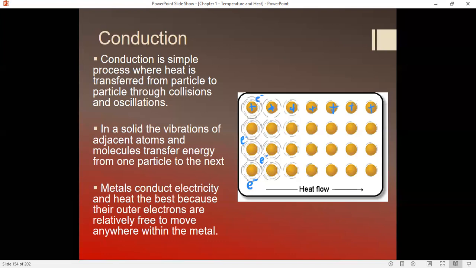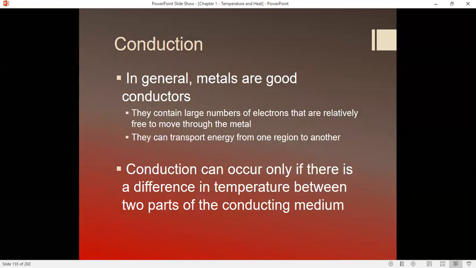But if the electrons are free, they can take some of the kinetic energy from the cold end of a system to the hot end of the system, and that's why metals are better conductors than most insulators. Okay? So again, in general, metals are good thermal conductors. Also they're good electrical conductors because again, there's a large number of electrons that are relatively free to move about the metal, and they can transport energy from the hot end to the cold end.